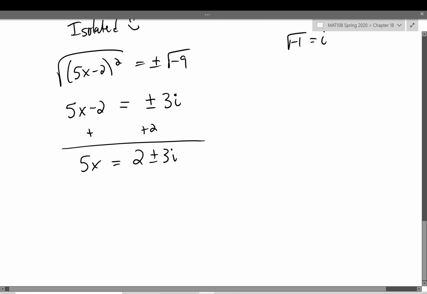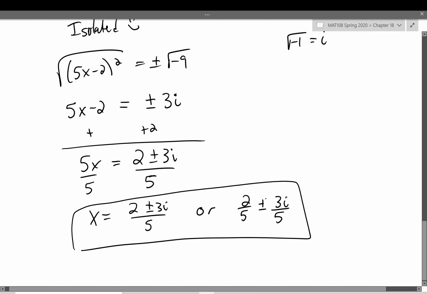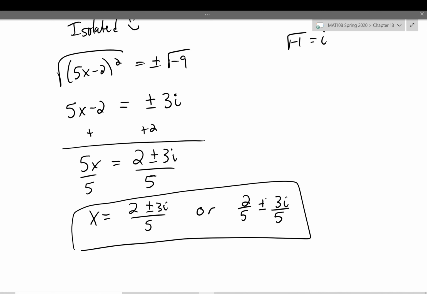Here's my number in standard form. And then to solve, I divide both sides by the coefficient in front of the x to give me 2 plus or minus 3i over 5. Or you will see some books, they'll write the answer as 2 over 5 plus or minus 3i over 5. Okay? All right. So, square root property is done in terms of me showing you specific examples, only using that.